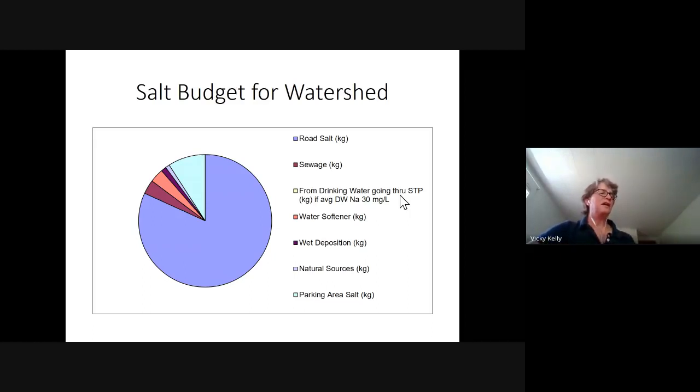To answer that question, we calculated a budget for salt for the watershed where we tallied up all the different sources of salt to the watershed, including road salt and parking area salt, but also including sewage and water softeners and wet deposition and natural sources. And what we discovered, unsurprisingly, is that 90% of the salt input to the stream is from road salt.